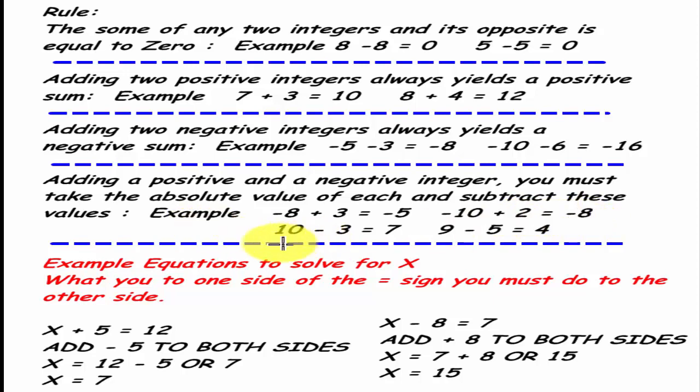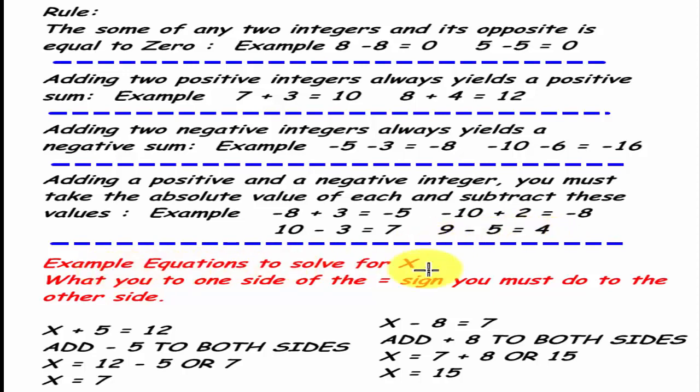And let's look at the flip side of that. Here we have a positive 10, which is much larger than negative 3, so the answer is positive 7. And we have positive 9, which is much larger than negative 5, so the answer is positive 4.